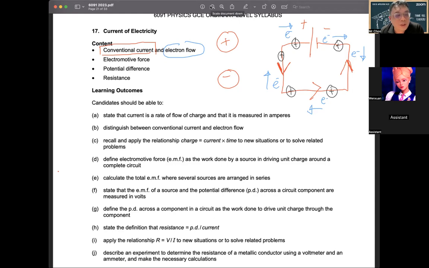Hao Ming and Wenxian, has your school taught you all this topic yet? Can you give me some feedback in the chat? Have you all learned this? Have you started learning this topic in school? Wenxian is learning. How about Hao Ming?